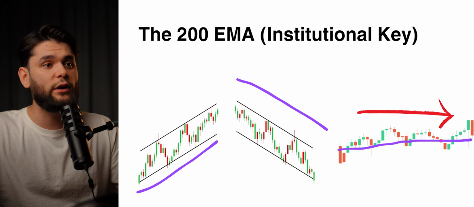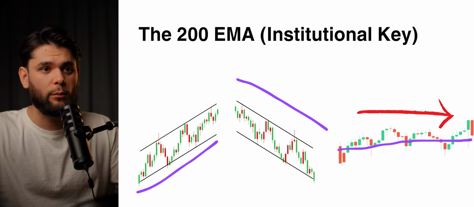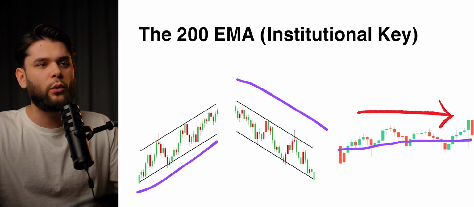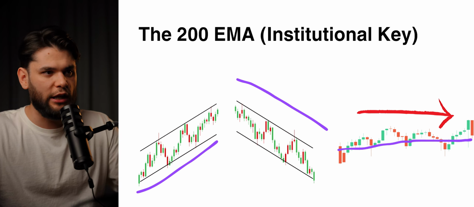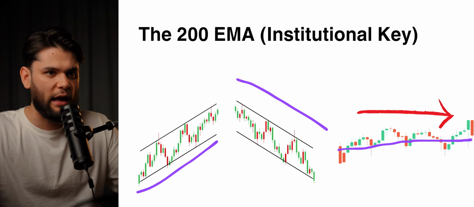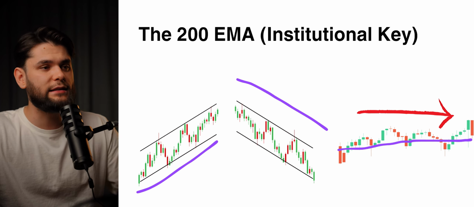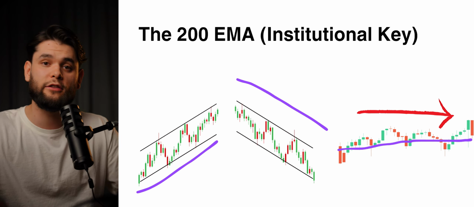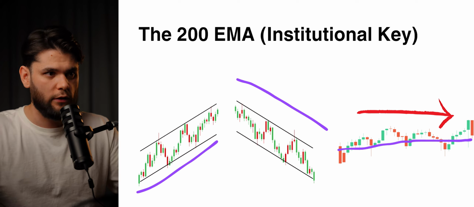Now, that's how we identify the markets using the market structure. But here's another way to do that using the 200 EMA. This method is widely used by institutions and banks. The 200 EMA is literally the key to identifying the long-term trends in the markets.